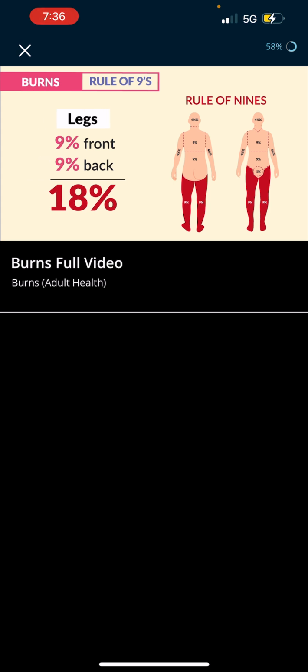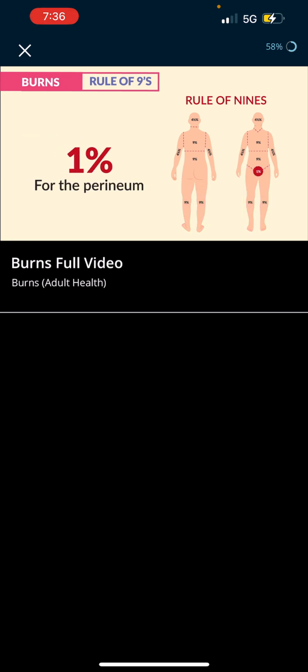Now the most interesting part here is there's only 1% for the perineum. Wait, what? 1%? Okay, yeah. One. Okay, now a commonly missed question here.